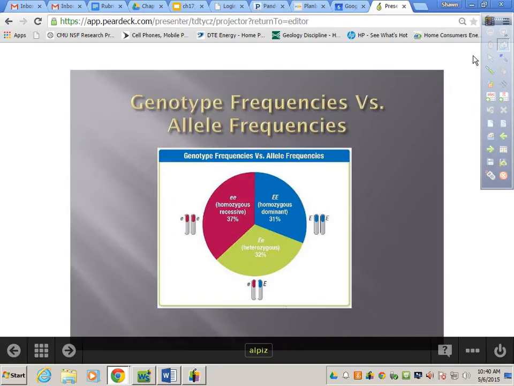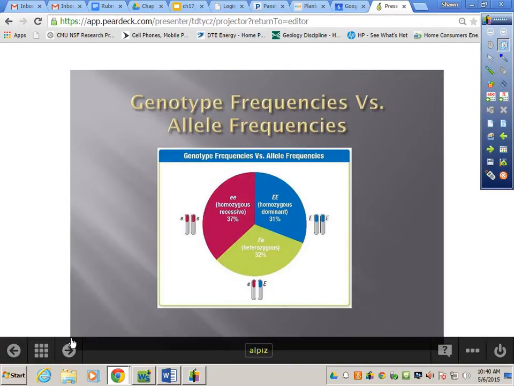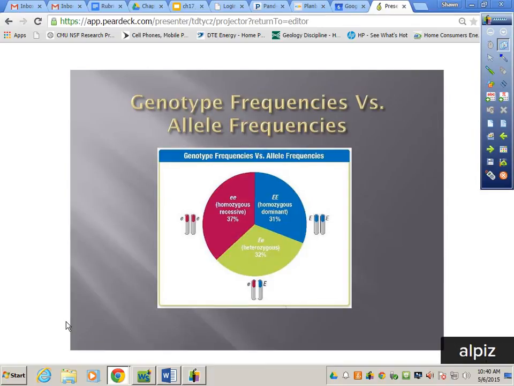We do it a lot more in AP Bio. We don't have to worry about it as much in regular bio, but in AP Bio, I would give you a genetics problem. You would have to determine allele frequency, put it into a chi-square, and determine your degrees of freedom, how accurate you were.